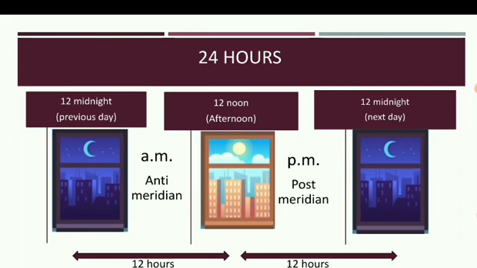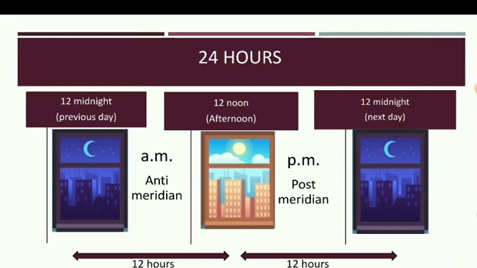Okay, so the time which is read or written between 12 midnight of the previous day and 12 noon afternoon is written as AM, or we say anti meridian. And the time between 12 noon and 12 midnight of the next day is represented as PM, that is post meridian.